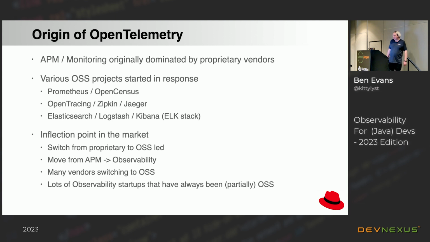So where did it come from? Well, originally APM and monitoring was totally dominated by vendor solutions and proprietary. Lots of open source projects got started up. As I mentioned earlier, there was this sort of inflection point in the market where, and it's kind of easy to see why, because even the proprietary vendors had a problem.